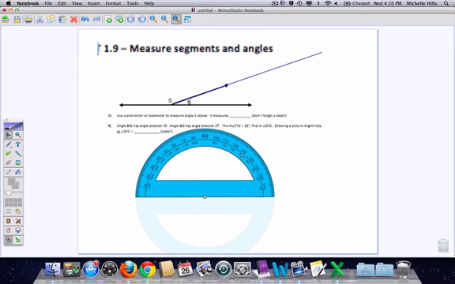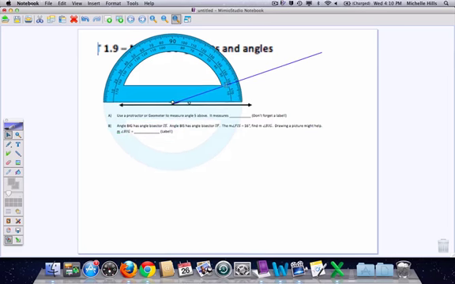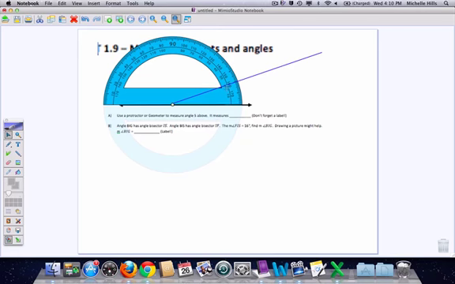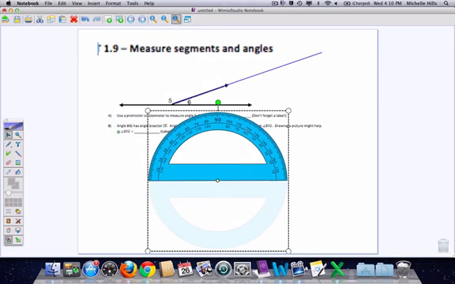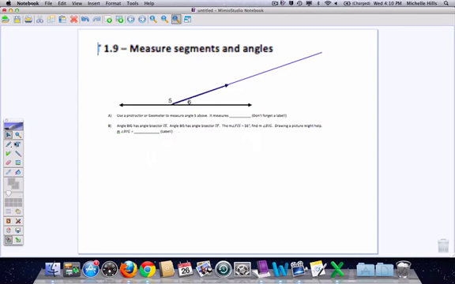Now, one thing to notice, angle 5 is an obtuse angle, so while there are going to be two measurements on here, I want to use the one that's somewhere between 90 and 180. So I'm going to go back and put this down, and I realize when I do that, it's right through 160 degrees. So the measure is 160 degrees.